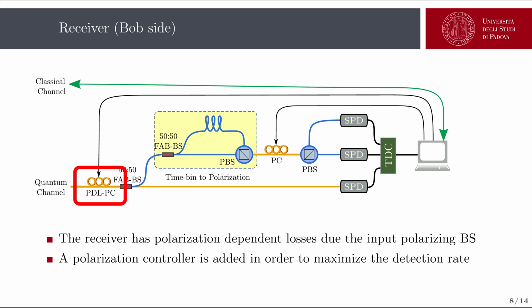To prevent this and also to maintain the detection rate stable, we placed in front of the receiver this polarization controller that only maximizes the detection rate. So I want to stress that this element is not involved in the measurement procedure. The only role it has is to keep as constant as possible the number of photons per second we can measure at the single photon detectors.